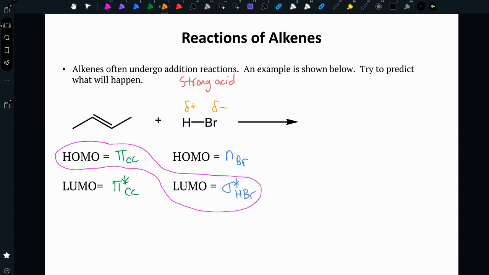Now I know that based on polarity, hydrogen is partially positive and bromine is partially negative. So if I'm a pair of electrons, like that pi CC pair of electrons, I'm going to want to attack the positive side of that bond. So I'm going to attack the hydrogen. And when I do that, I'm going to break the HBr bond.